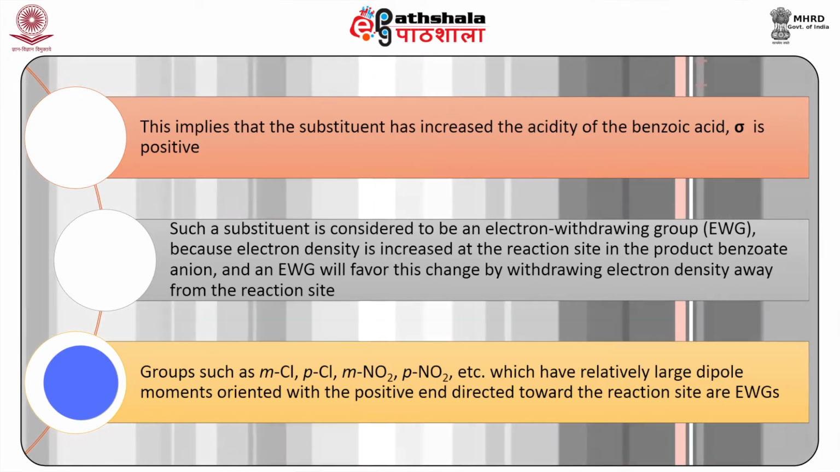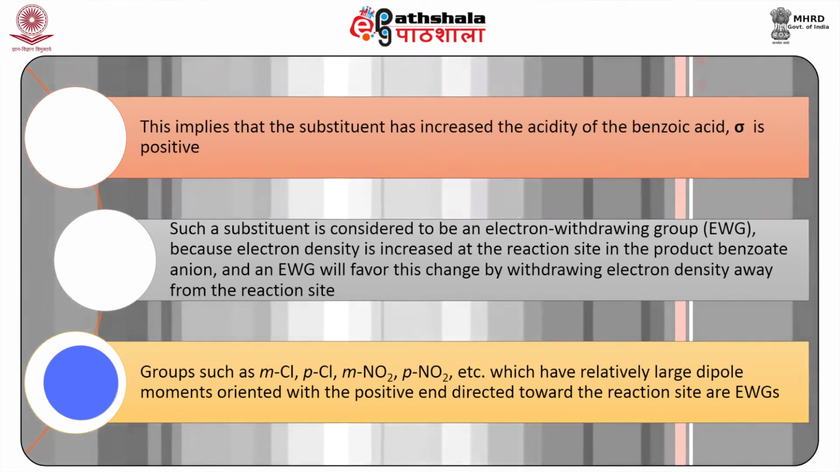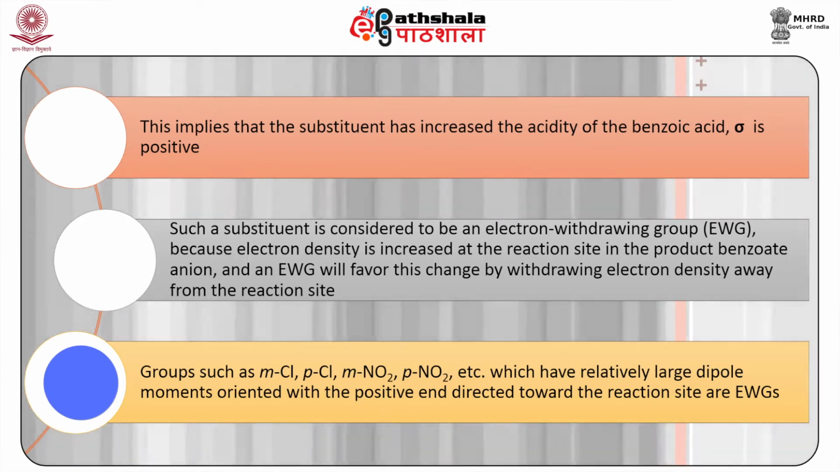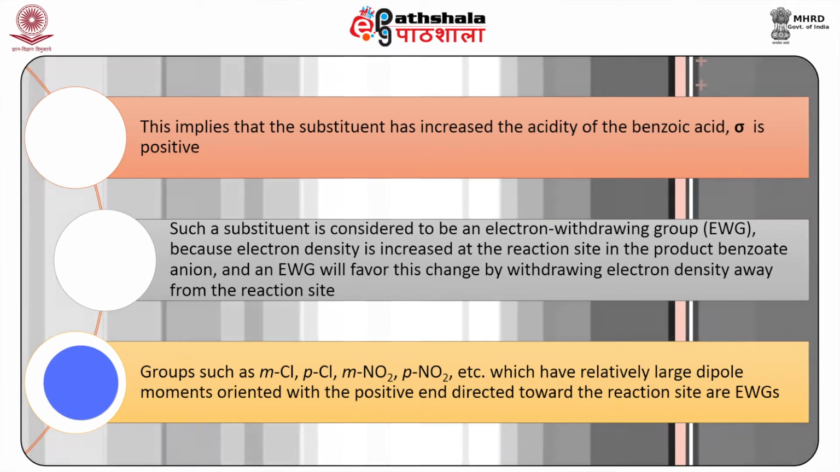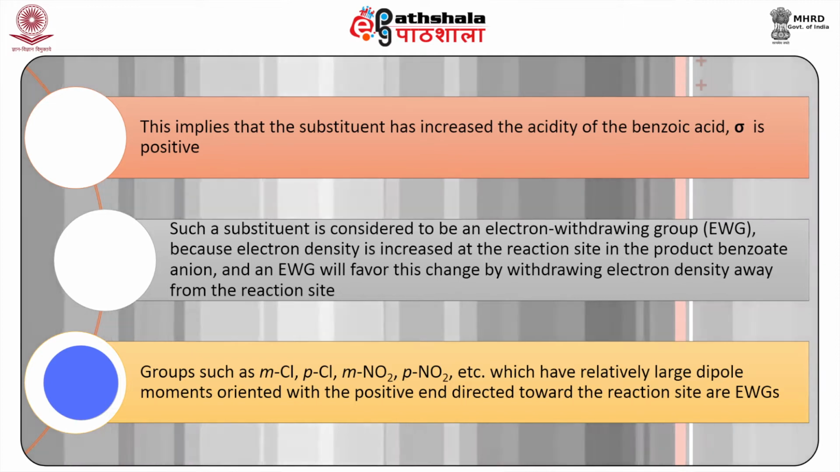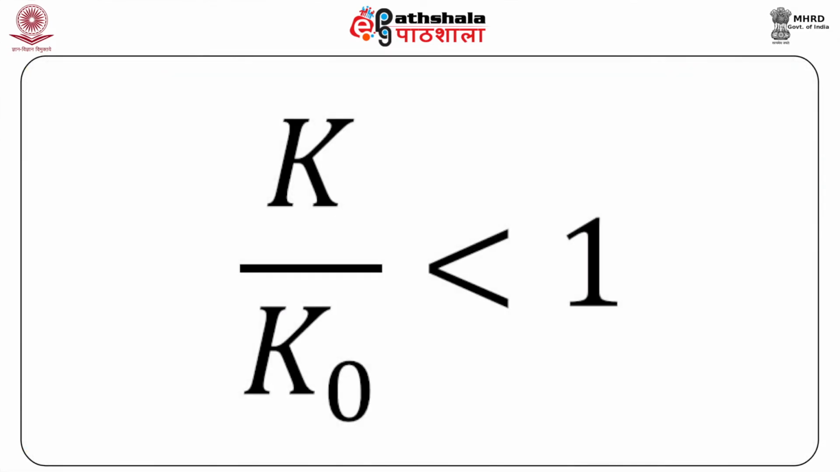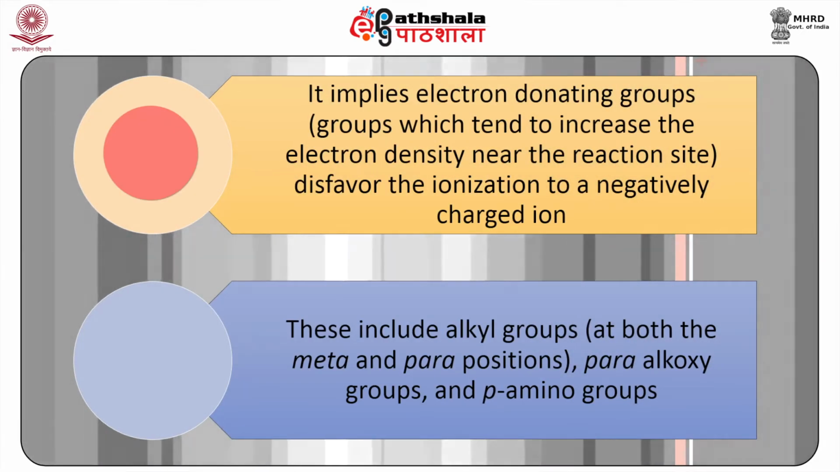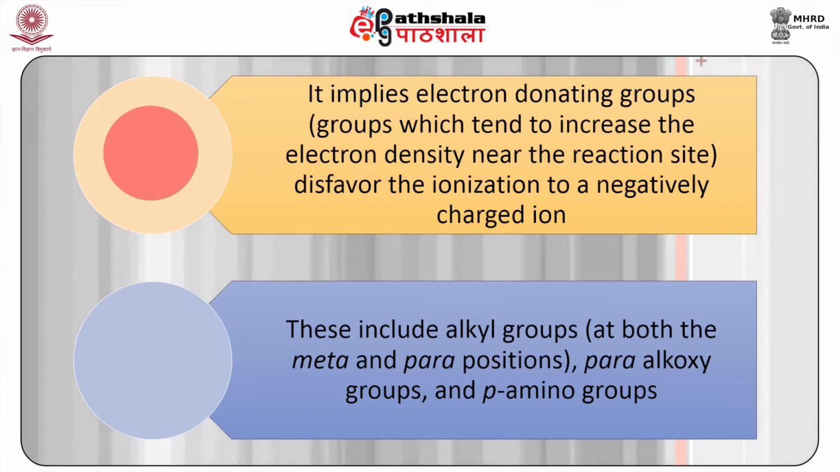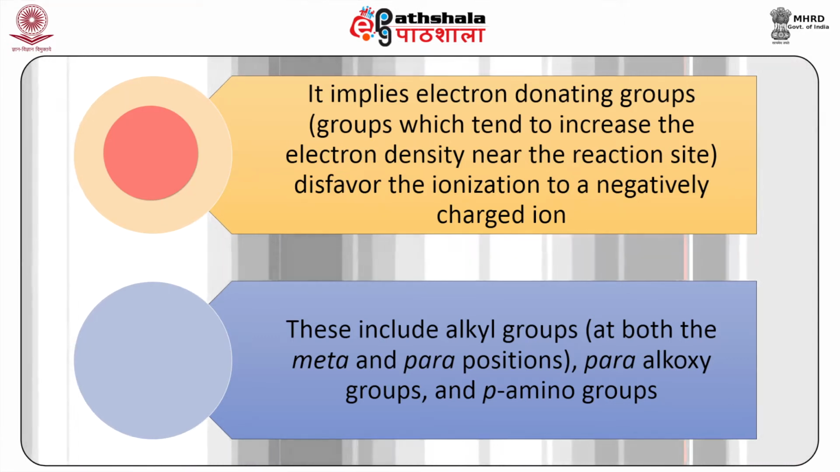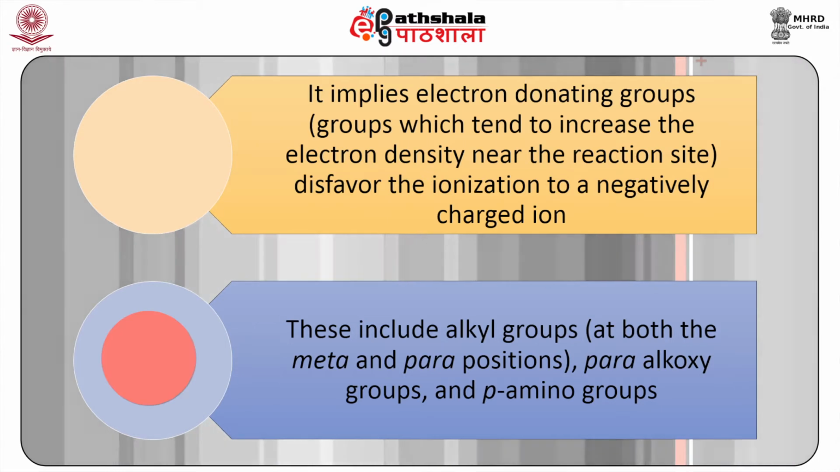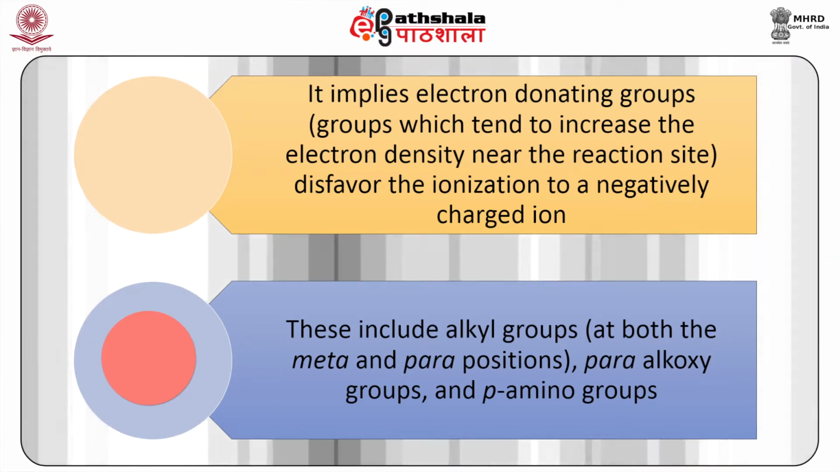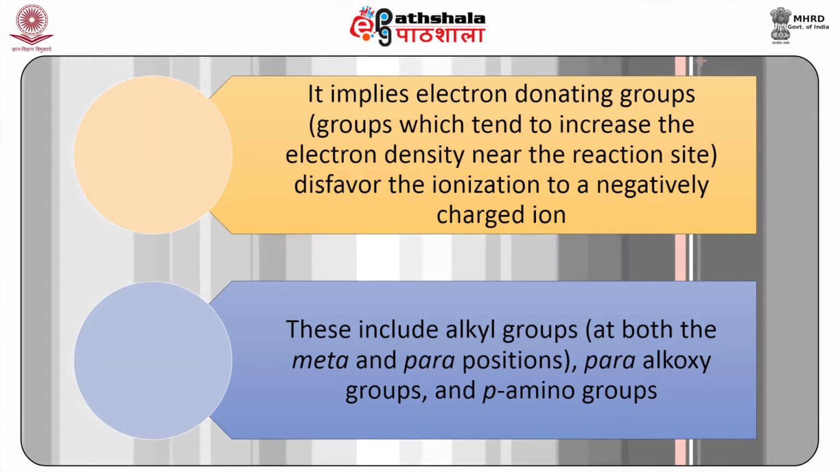Groups such as meta-chloro, para-chloro, meta-nitro, para-nitro, etc., which have relatively large dipole moments oriented with the positive end directed towards the reaction site, are or can be considered as electron withdrawing groups. Let us consider the next case in which the K by K naught value is less than 1. It implies electron donating groups are present, that is groups which tend to increase the electron density near the reaction site. They disfavor the ionization to a negatively charged ion. These include the alkyl groups at both the meta and para positions, para-alkoxy groups, and para-amino groups.